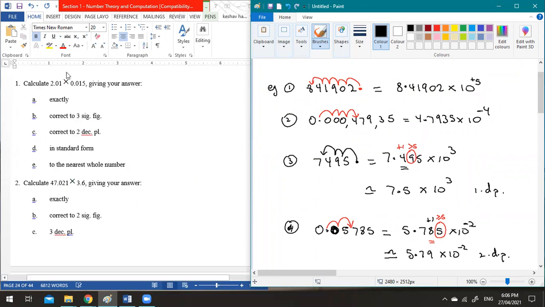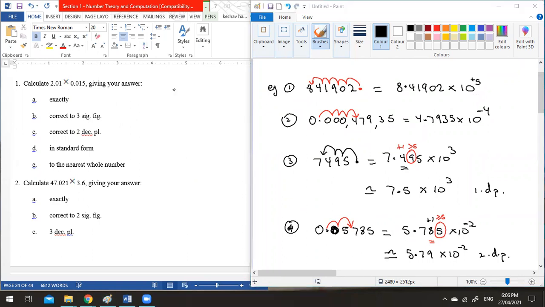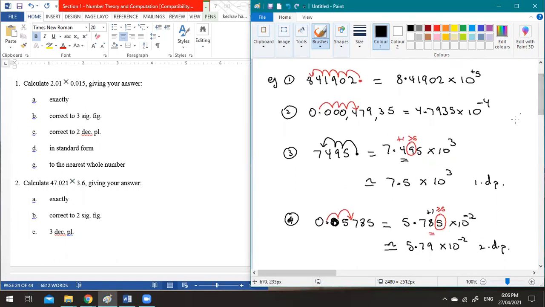Now questions like this one come for CXC all the time, where they ask you to multiply or divide or work a question, write your answer exactly, and write it to significant figures or decimal places or standard form or whatsoever, right? So anybody still writing these examples? I'm going to give Brandon a chance to write it out.